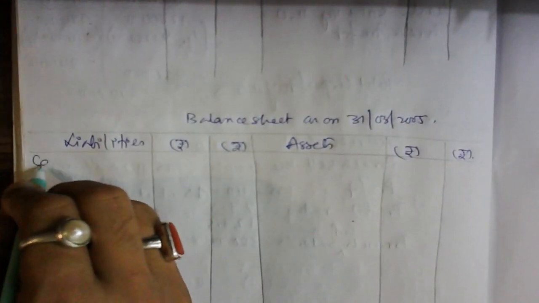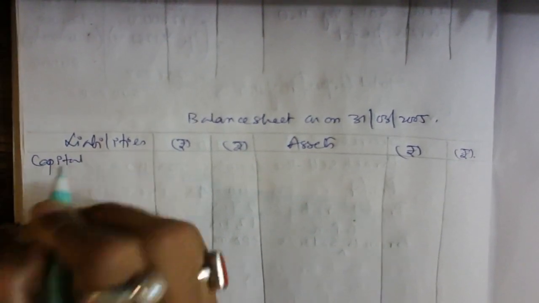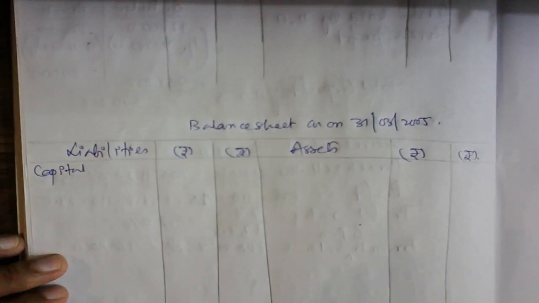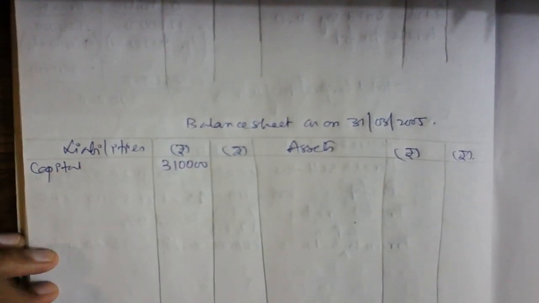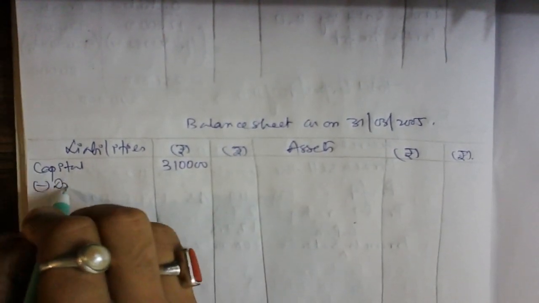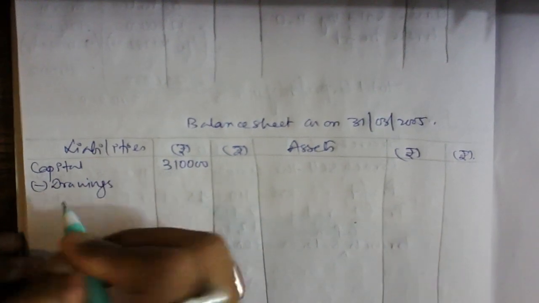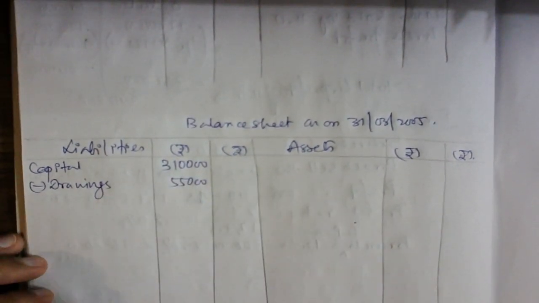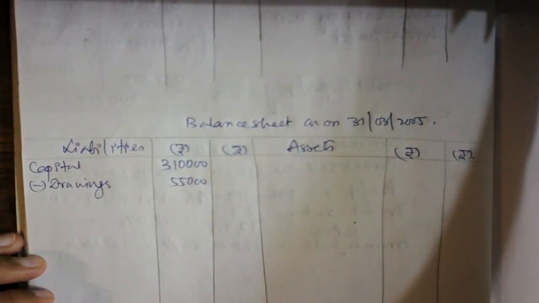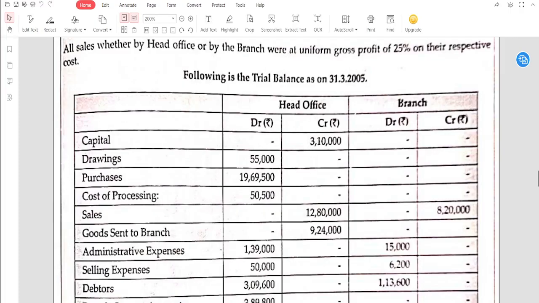Come here, capital. Now how much is the capital, sir? 3,10,000, no doubt at all. इसके साथ क्या ऐड कर हम लोग लेस करेंगे? ड्राइंग्स, परफेक्ट. How much is it? 55,000, no doubt at all, ठीक है, ये डन है. After this you have the purchases, one by one I am going to. Purchases 19,69,500, but it is in the books of HO, as well as there is a cost of processing 5,500.